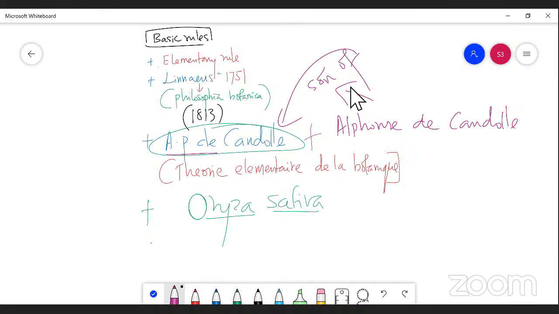This is what we are using, what has been implemented and used throughout the world, the rules and regulations of ICBN. I mean naming a plant by two words: a genus name and a species name. The first word is the generic name or genus name, and the second word is the species name or specific name. This is the current system of ICBN, first proposed by the father Candolle and his son Alphonse de Candolle.